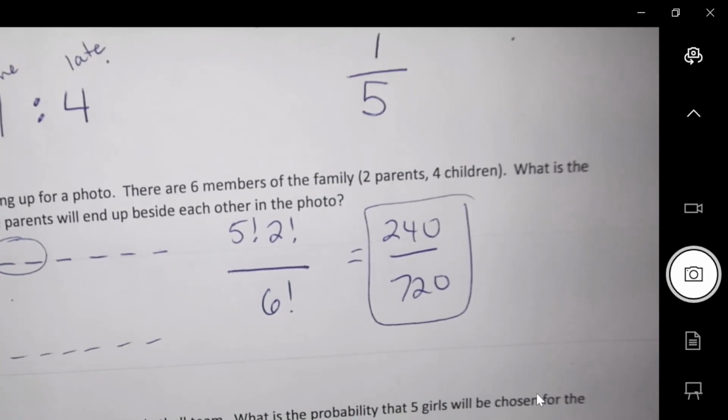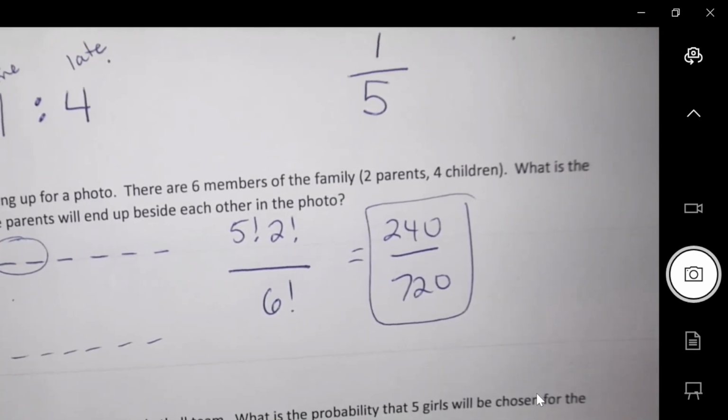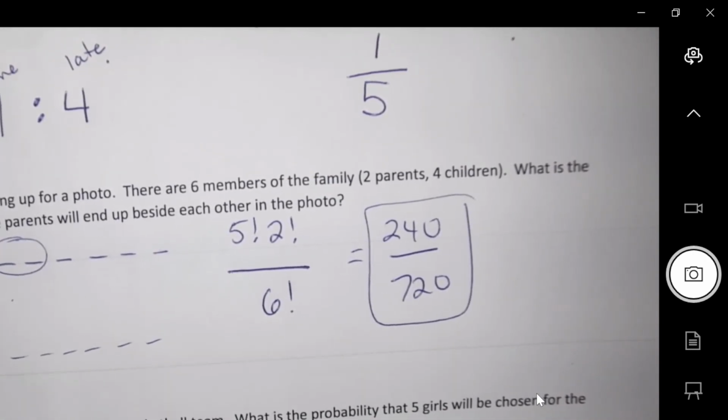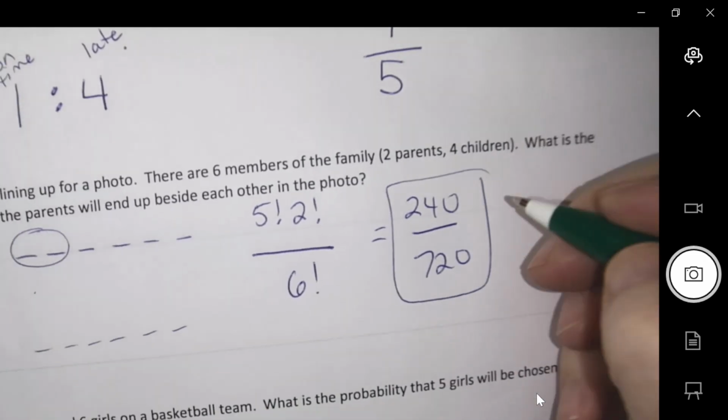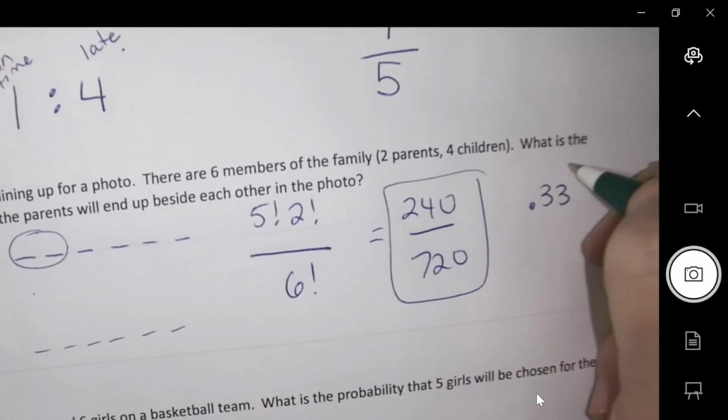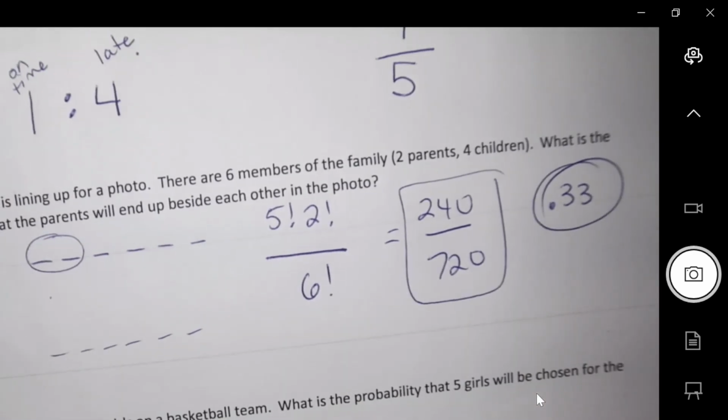Again, I'm doing these in fractions. Give me a decimal, that's fine. Give me a percent, that's fine too. 33.33%.